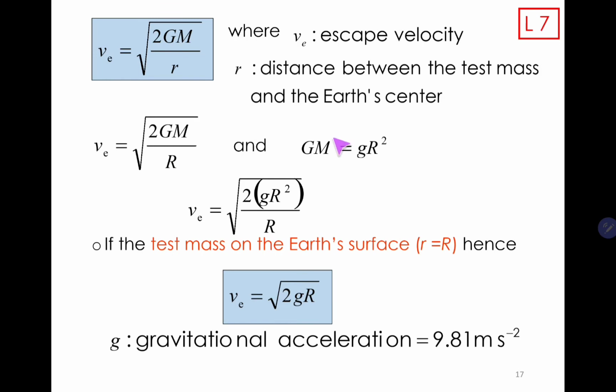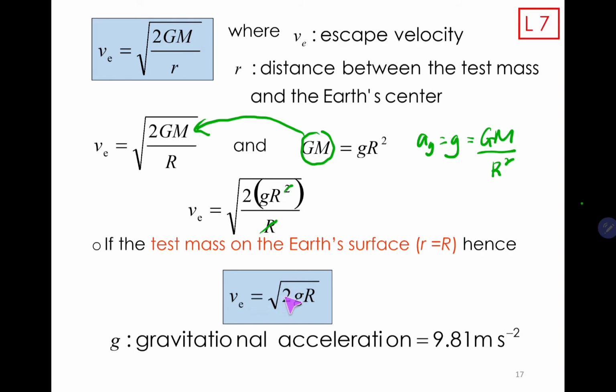And then GM equals gR squared. How do you get this? From the equation of g equals GM over R squared, isn't it? By rearranging this equation, you will get this. We substitute this GM into the equation, and R and R squared cancel each other, giving you the escape velocity.